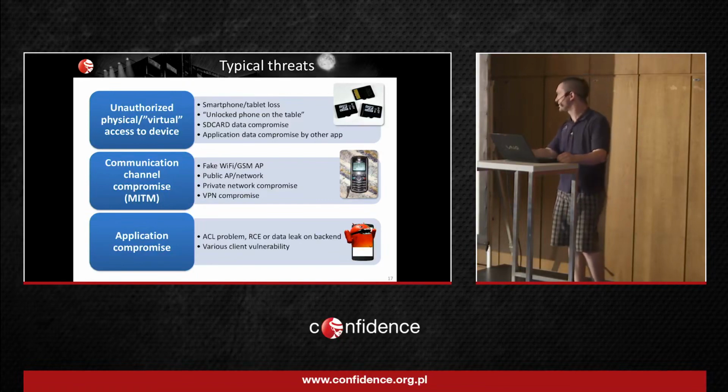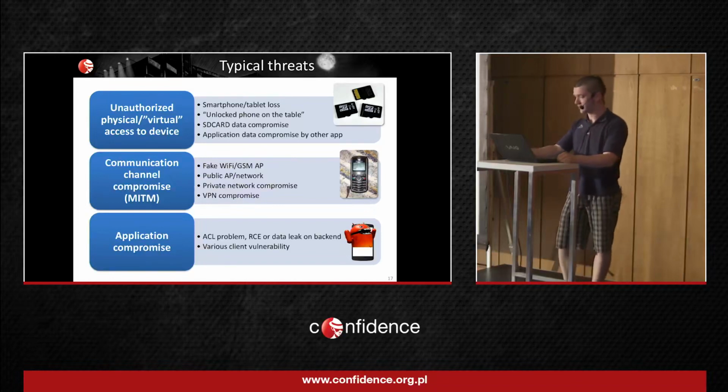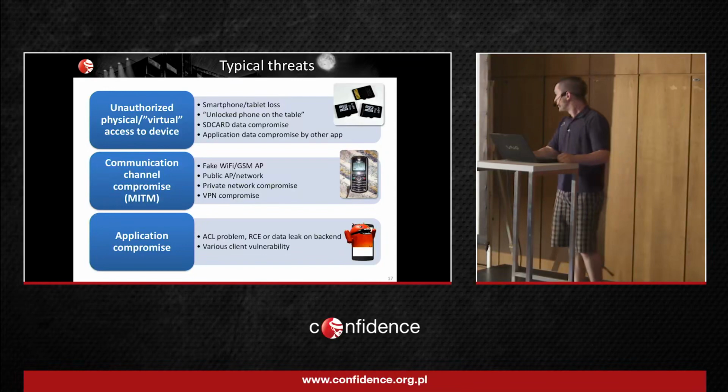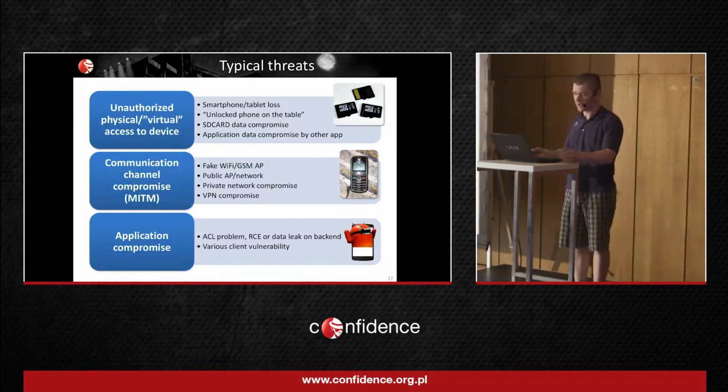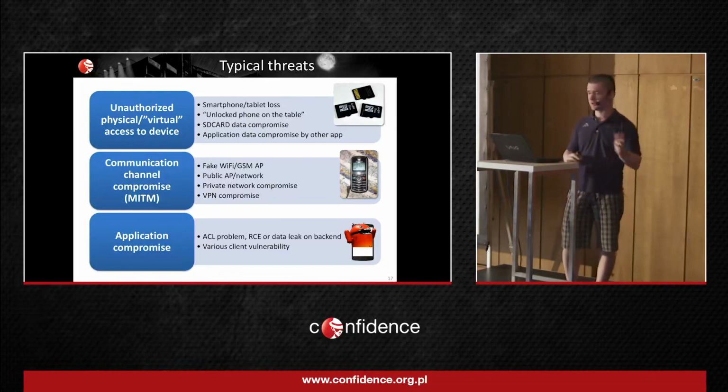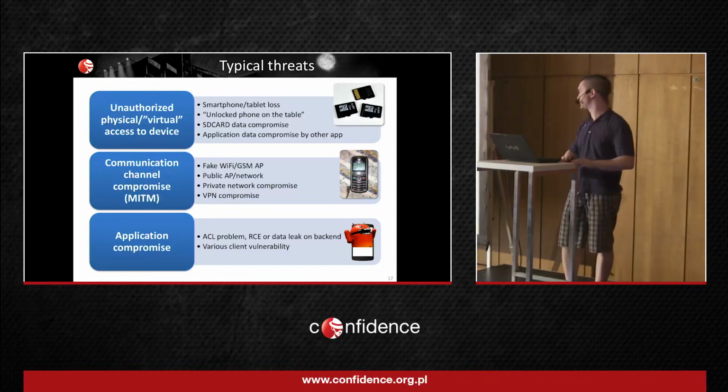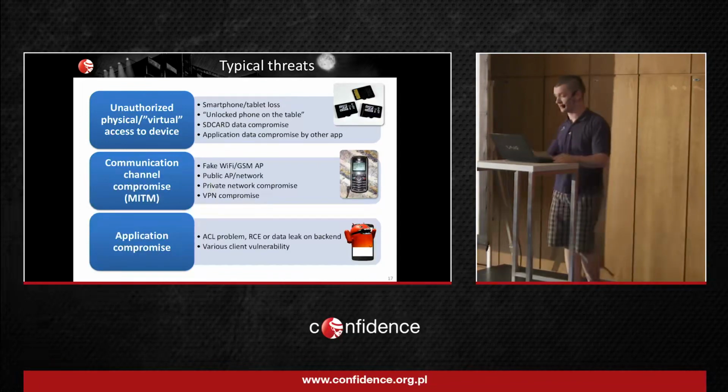Some problems with communications can be, for example, if the application transfers its data to the server using some unencrypted protocol, the attacker can spoof this connection and sniff the credentials, and after that use them. Or he can just modify the connections. Also, and last, the application compromise itself. Applications can have a lot of vulnerabilities, from problems with permissions to remote code execution.